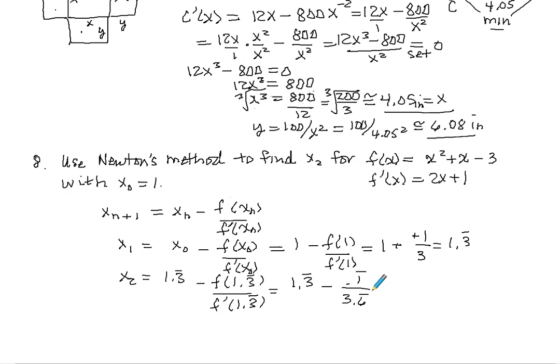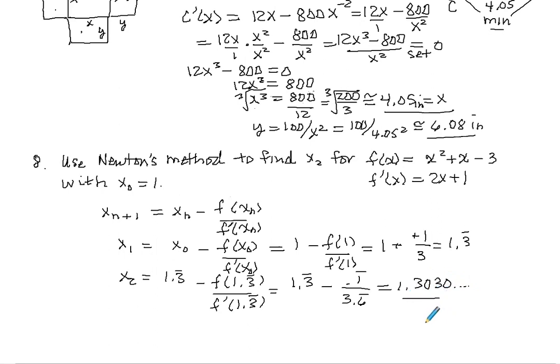Just keying it in here. Okay, this part is actually 0.0303 repeating, and we're subtracting that from 1.33 repeating. And when I do the calculator work there, I get 1.303030 repeating. So we've done that process 2 times.